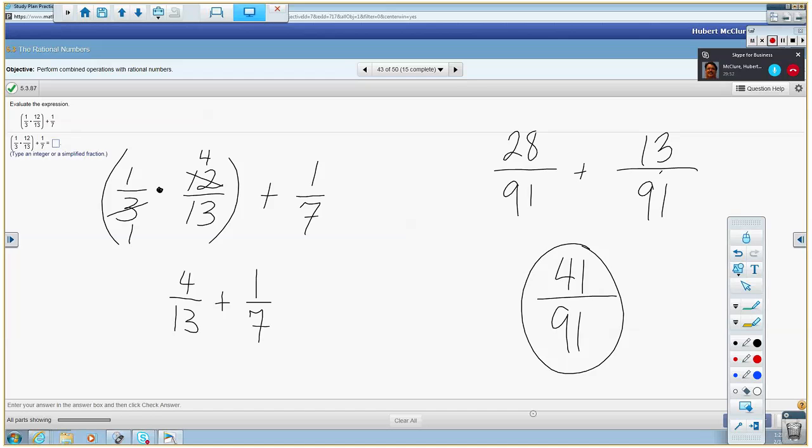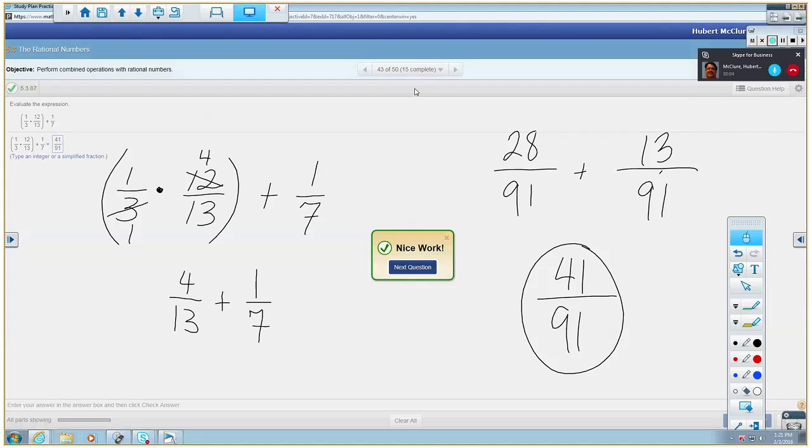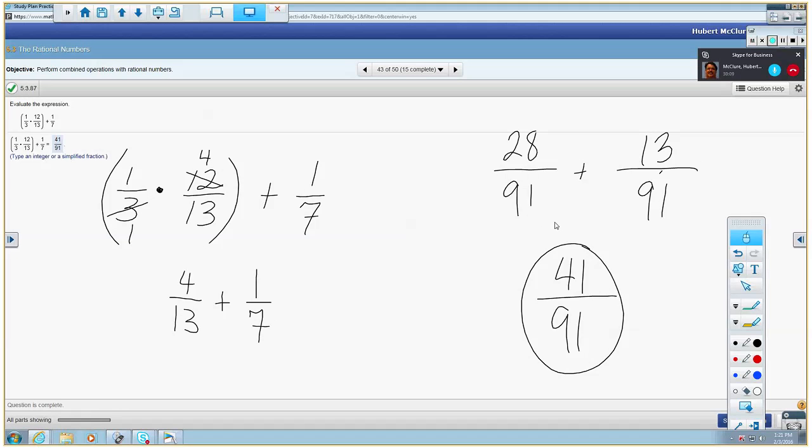Okay? So let's take our handy dandy answer and punch it in and see if we're right. 41 over 91. Might be divisible. Look there, we got it right. So you said you go like 91 and 13. 13 will go into 91 how many times? 7 times. 7 times 4 is 28. 7 will go into 91 13 times. 13 times 1 is 13.